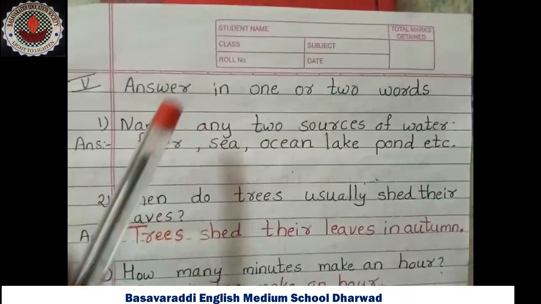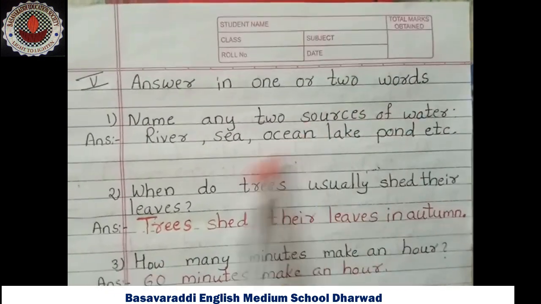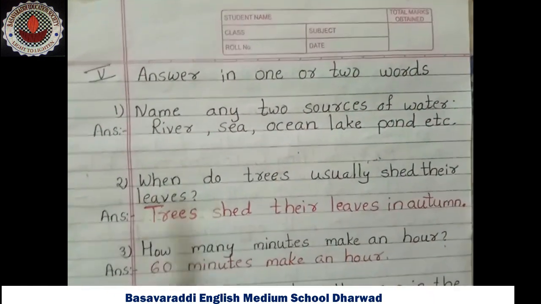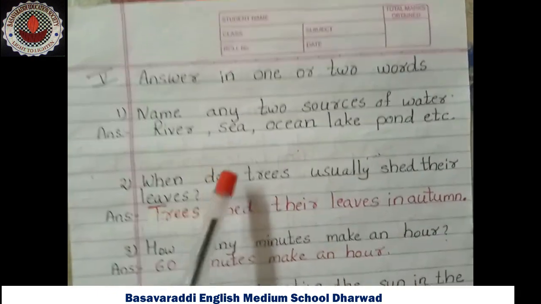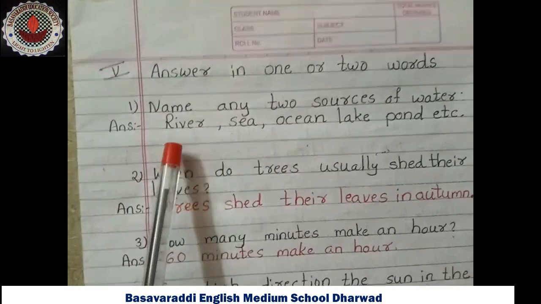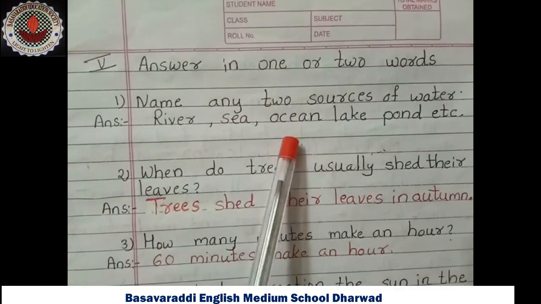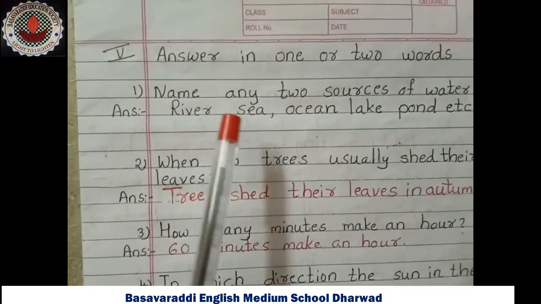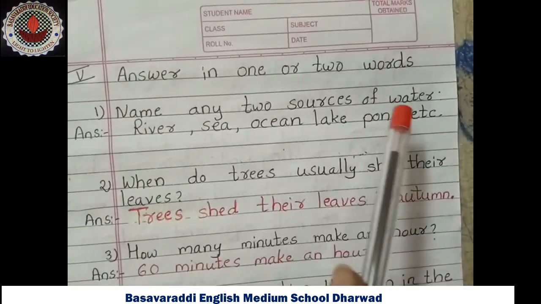Fifth one, answer in one or two words. First one, name any two sources of water. Any two, whichever you want, you can write only two sources of water. River, sea, ocean, lake, pond, etc. River, sea, ocean, lake and pond.